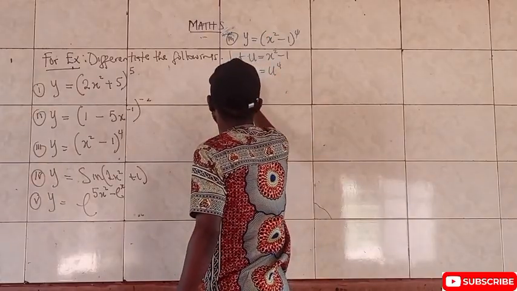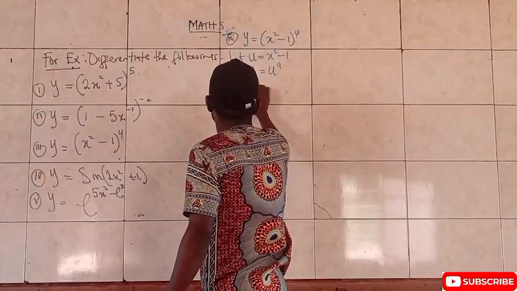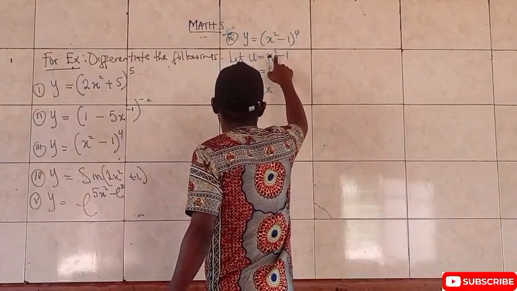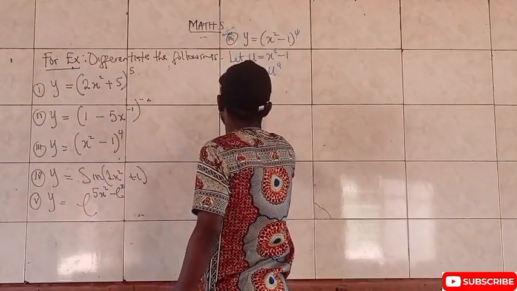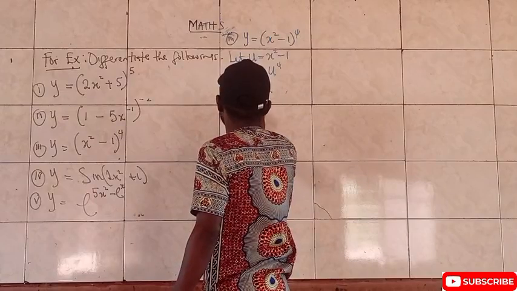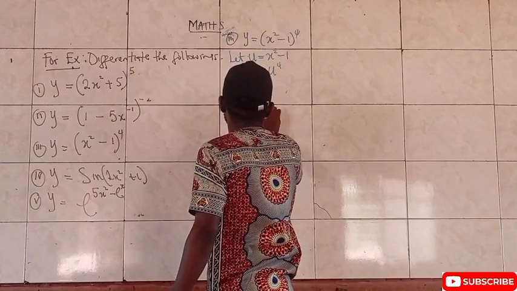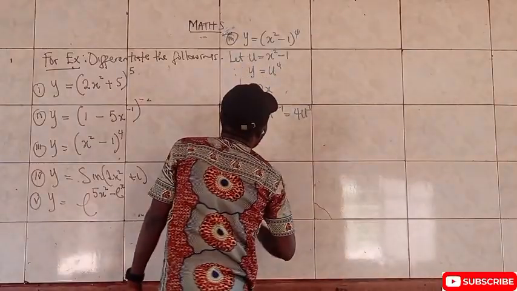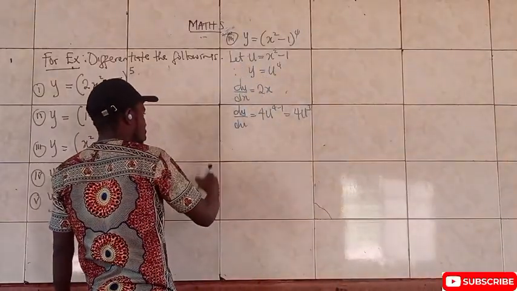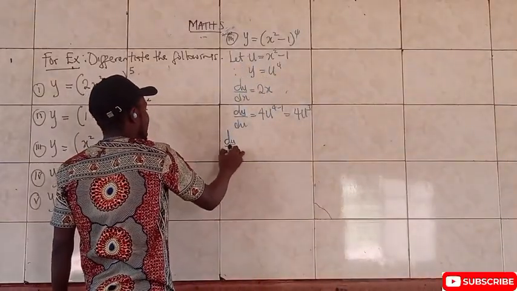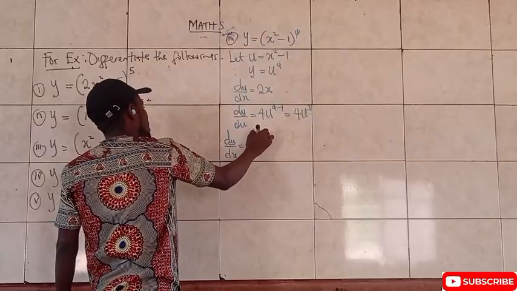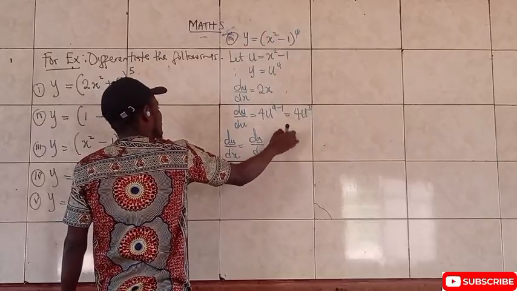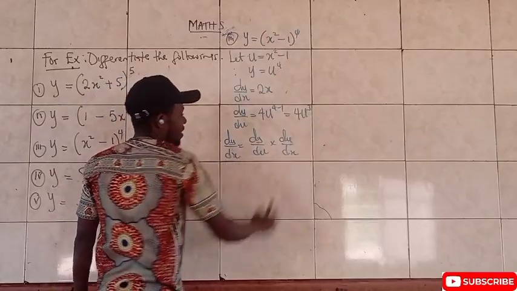du/dx is now simply equal to 2x raised to power 1, then the constant is 0. Then dy/du is simply 4u raised to power 4 minus 1, and that is 4u raised to power 3. You get the gist? Then what do you recall? You recall that dy/dx is equal to dy/du times du/dx.